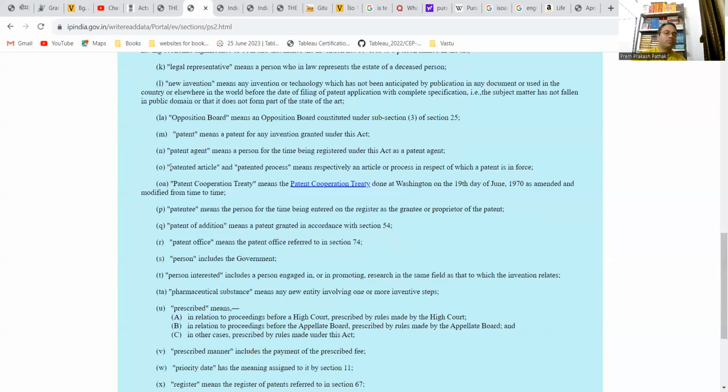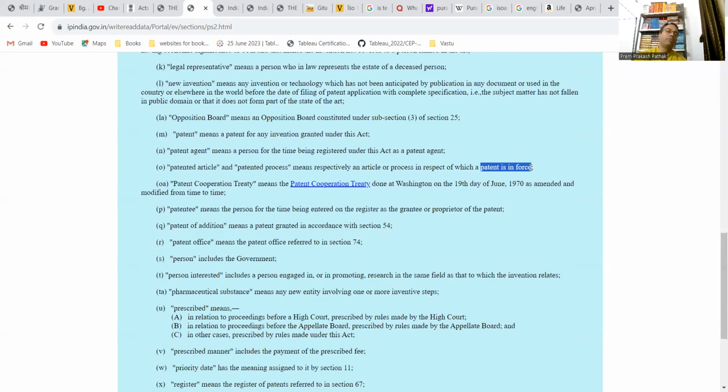Patented article and patented process. What is the meaning of patented article and patented process? Very simple. It means, respectively, an article or process in respect of which the patent is in force. So to say my article is patented or my process is patented, the patent must be in force. That means it must be a granted patent, then only we can say it is a patented article or patented process.